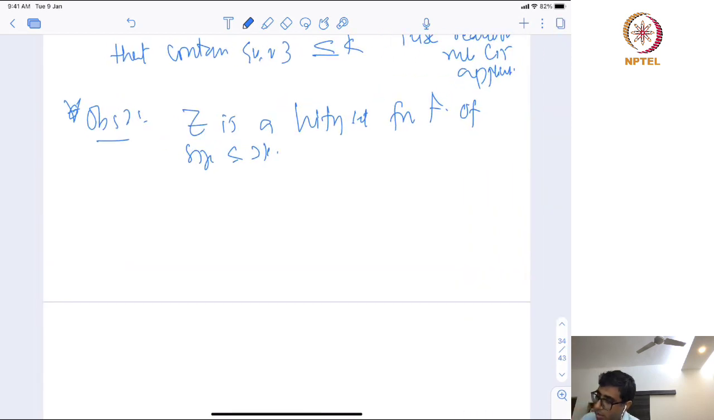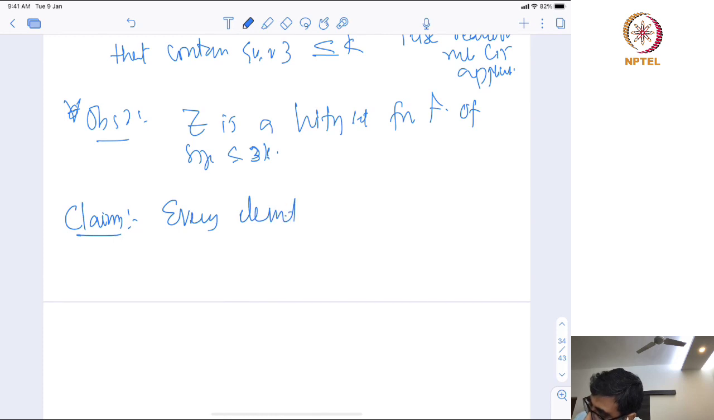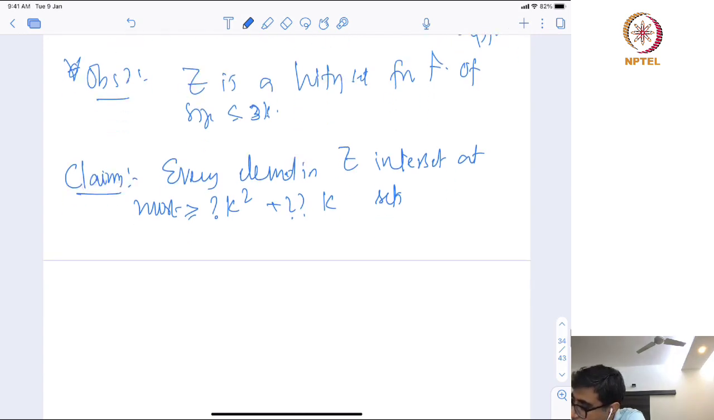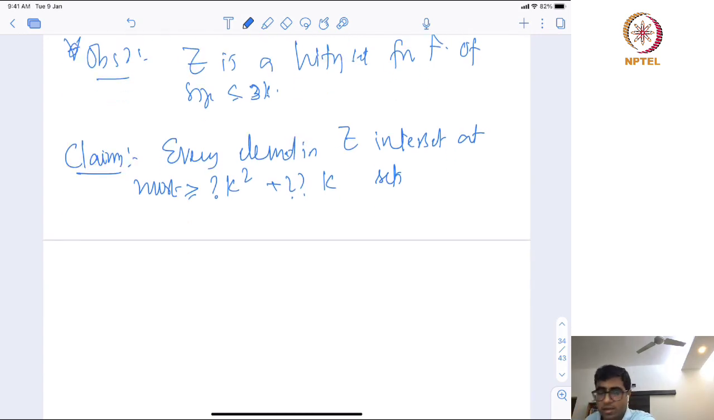Okay. Now, this is our main claim. Every element in Z intersects at most some number, we will fix it, say k sets. So, basically some order k squared sets. Let us see why. Because once we are done, then we will be happy.